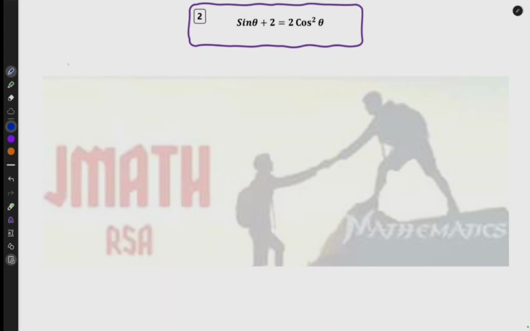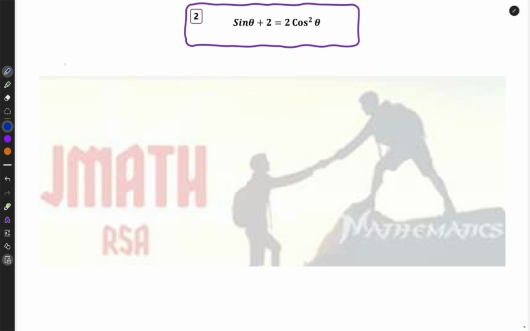For question 2, I now have a sine on the one side and a cos squared on the other side. When this happens, I need to think, what can I change? So I can't change sine theta, but I can change cos squared theta. So that's exactly what I'm going to do.